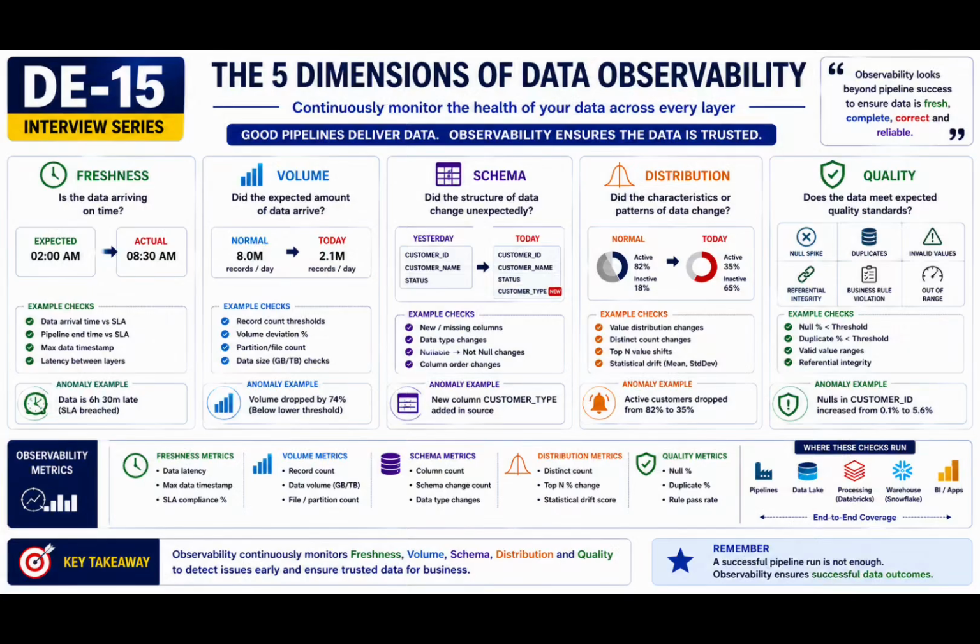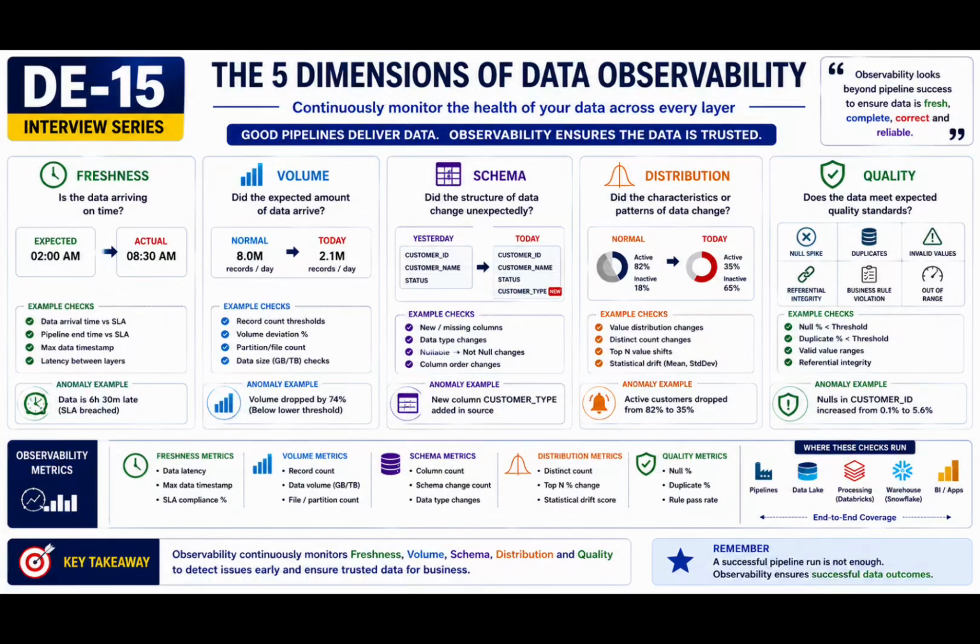Then the second one is volume. Volume answers, did we receive approximately the amount of data we expected? Suppose our normal daily volume is 8 million records. Today we received 2.1 million. The pipeline may still process those 2.1 million records successfully, but that is a huge anomaly. We can implement thresholds such as expected volume 8 million, acceptable range 7.5 to 8.5 million. If the volume suddenly drops to 2 million, we can trigger an alert.